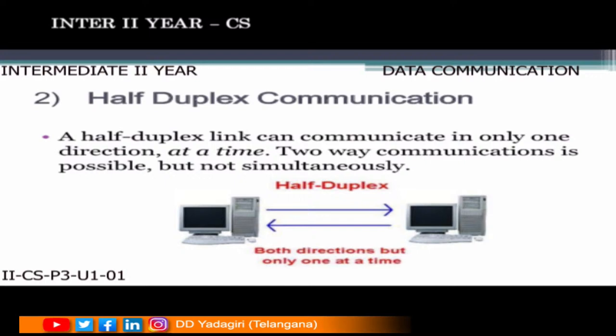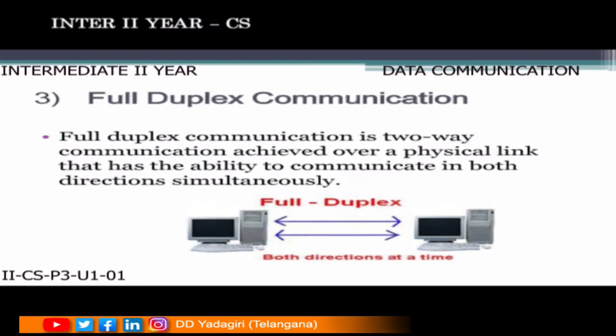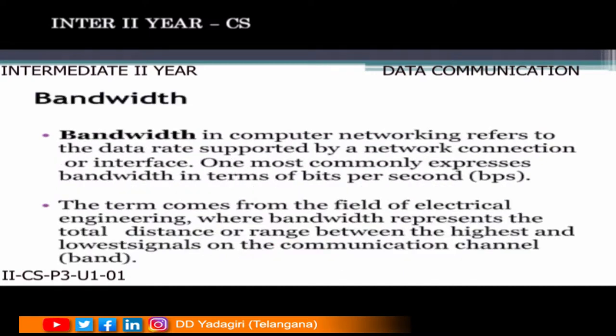Second is half duplex communication. A half duplex link can communicate in only one direction at a time. Two-way communications is possible, but not simultaneously. Third is full duplex communication. Full duplex communication is two-way communication achieved over a physical link that has the ability to communicate in both directions simultaneously.